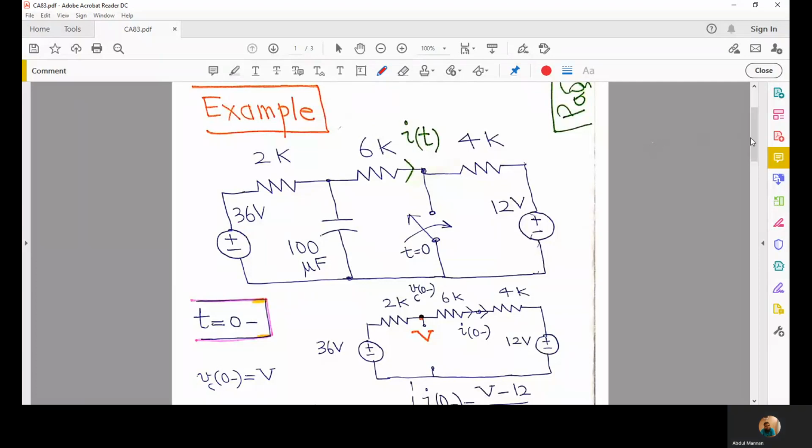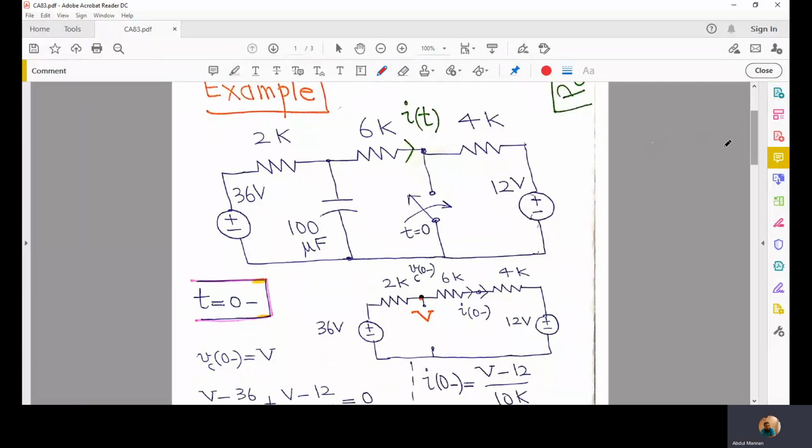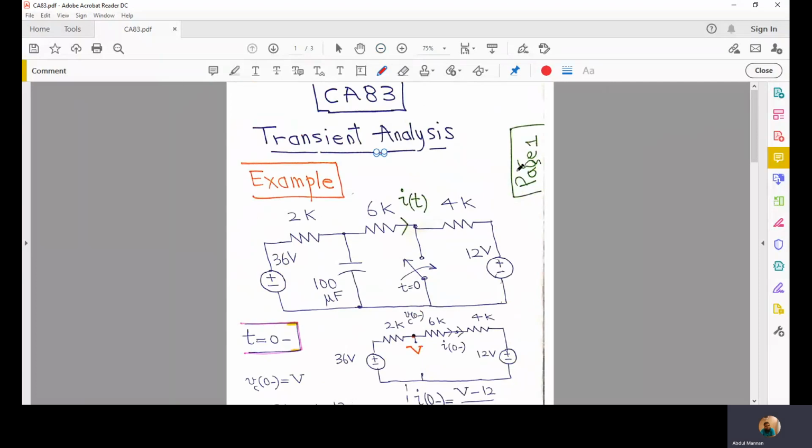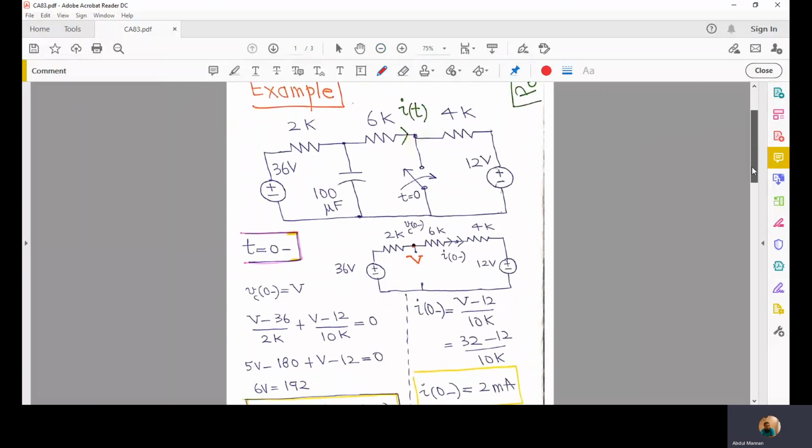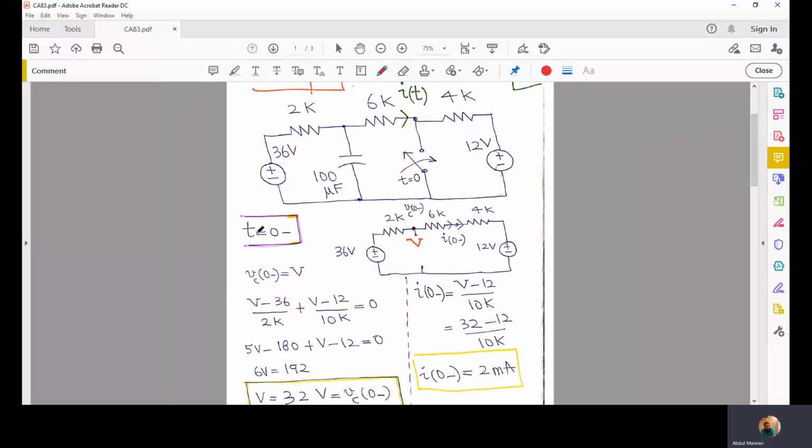Let's start analyzing this circuit by examining what would happen at time t is equal to 0 minus. Time t is equal to 0 minus is the time just before we have closed the switch and the circuit would have achieved steady state in this scenario.